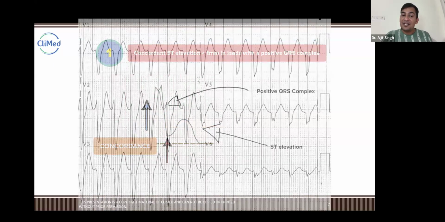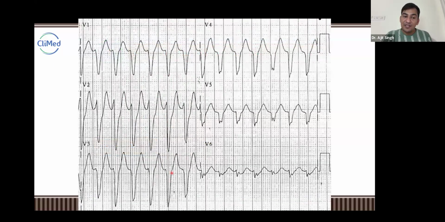Now look at this again. This is a negative QRS complex. See, this is a negative QRS complex. See this here, it is starting from here. This is QRS. This is T. This is a negative QRS complex. This is T. This is a negative QRS complex.